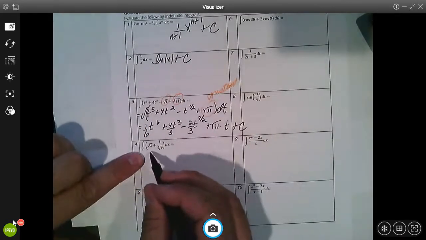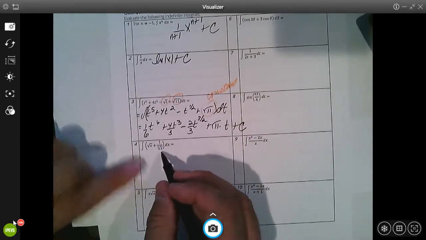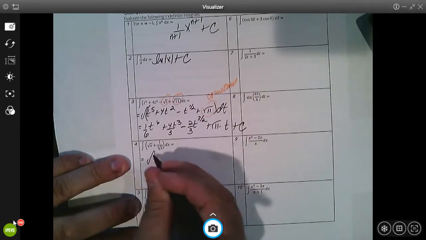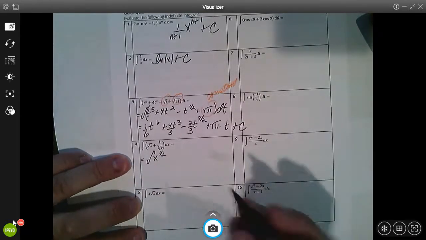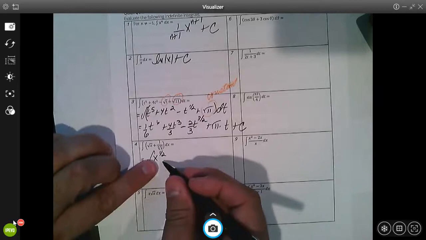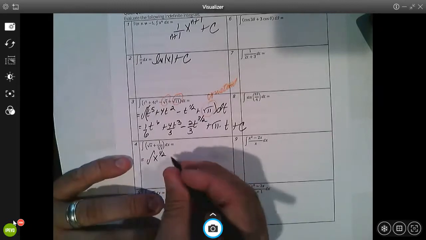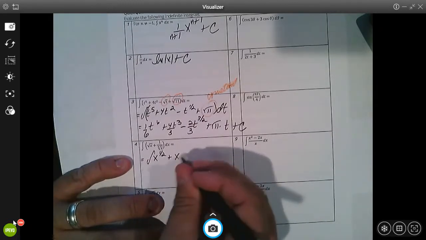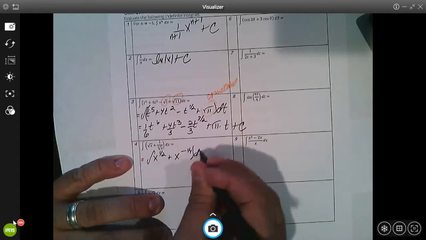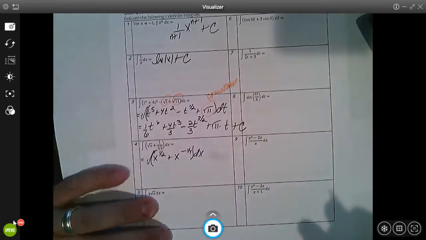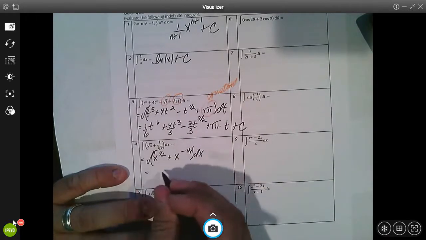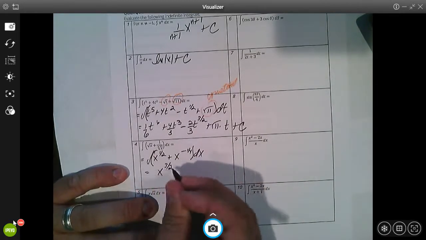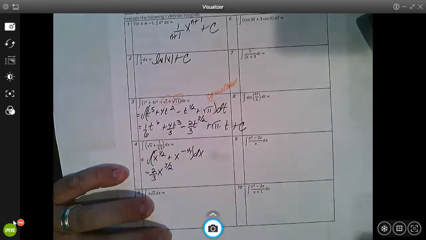Okay, let's keep going. The integral of square root of x plus 1 over the 4th root of x. One recommendation I have is to rewrite using your algebra skills. Square root of x is the same as x to the 1/2. 1 over the 4th root of x is the same as x to the negative 1/4 power. I have x to a power, x to a power. Power rule says add 1 to the power, divide by the new power.